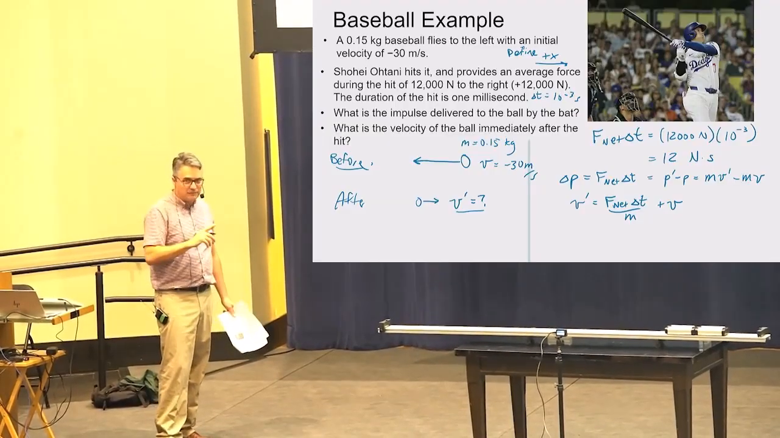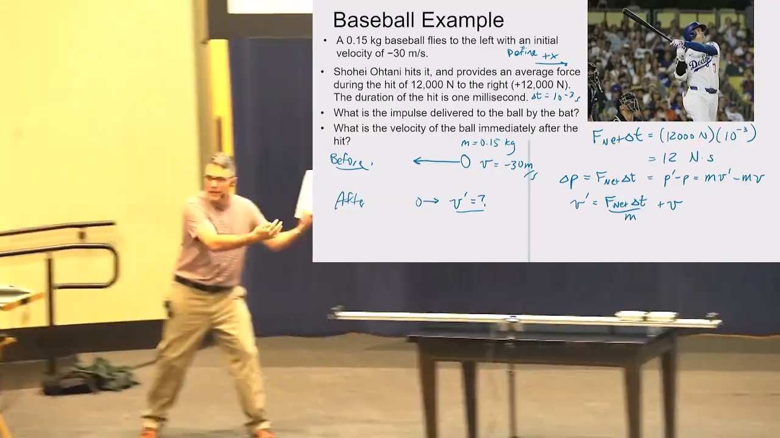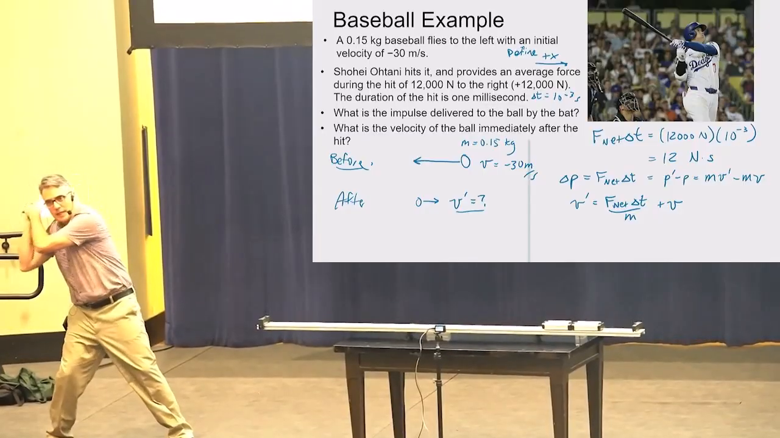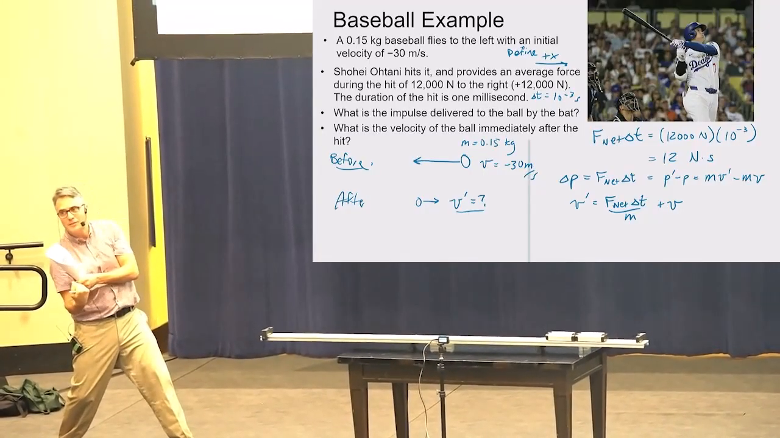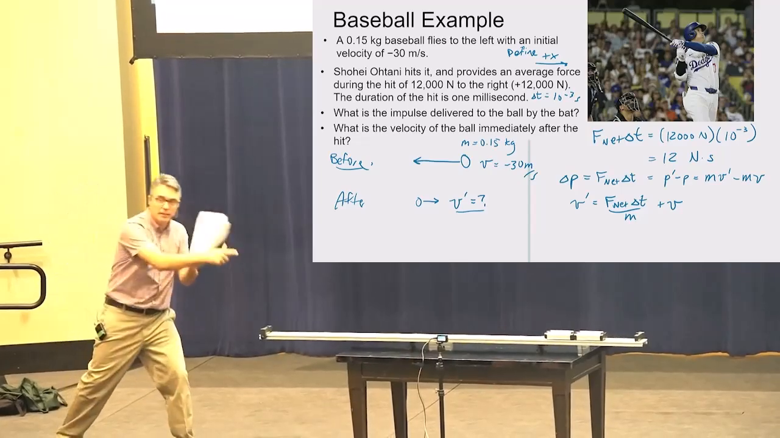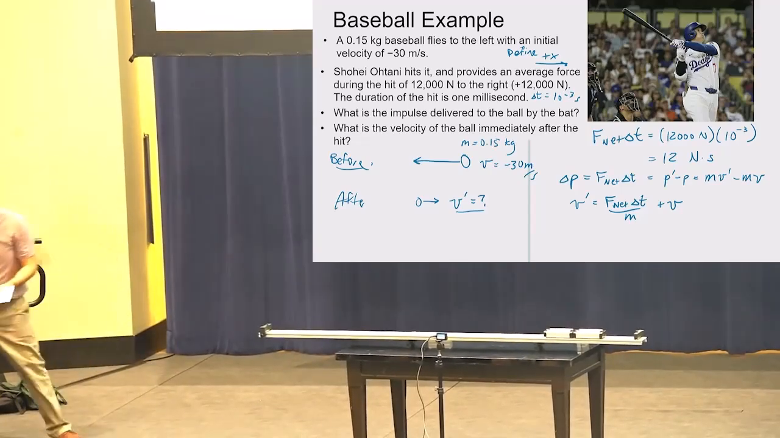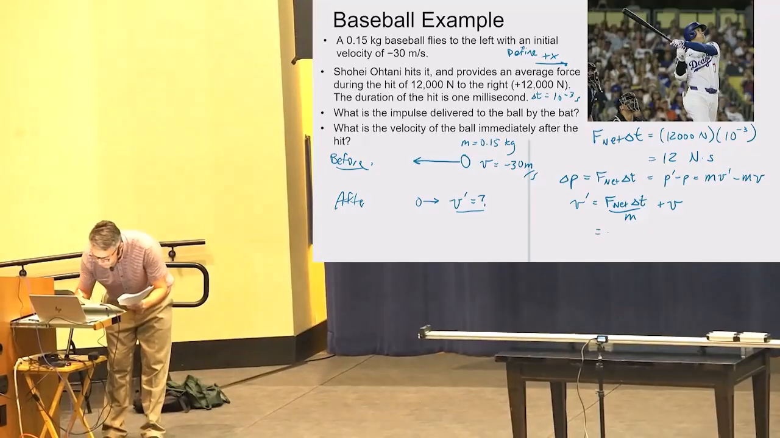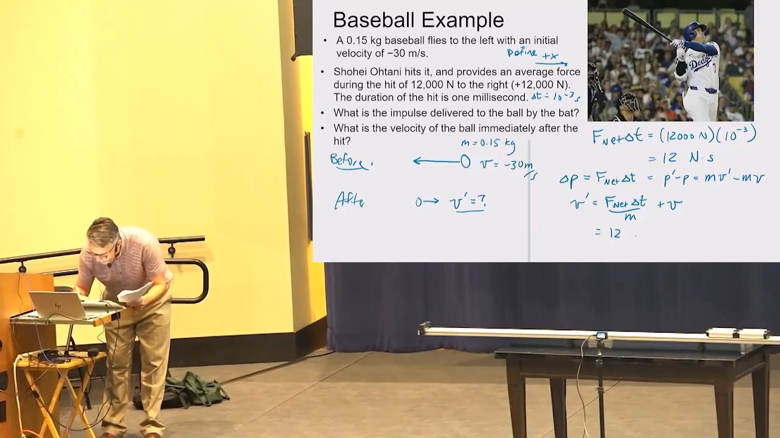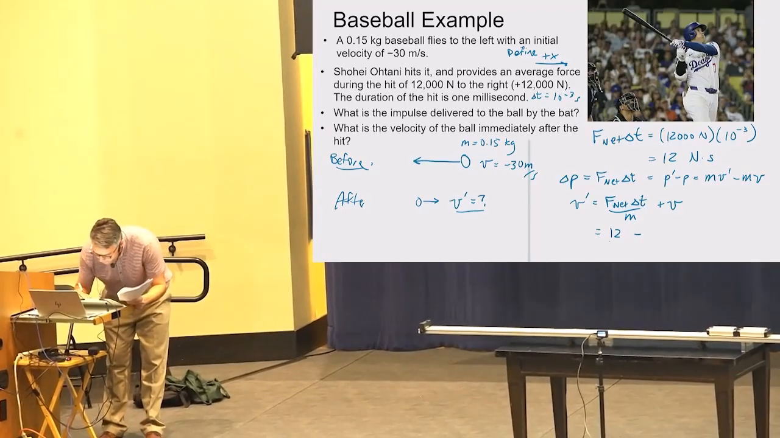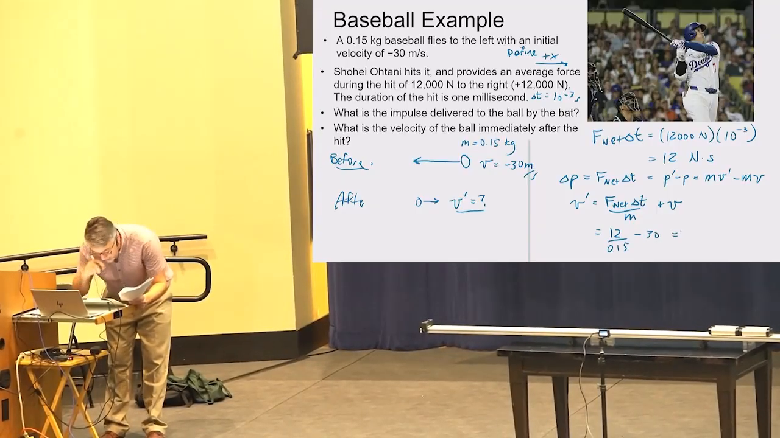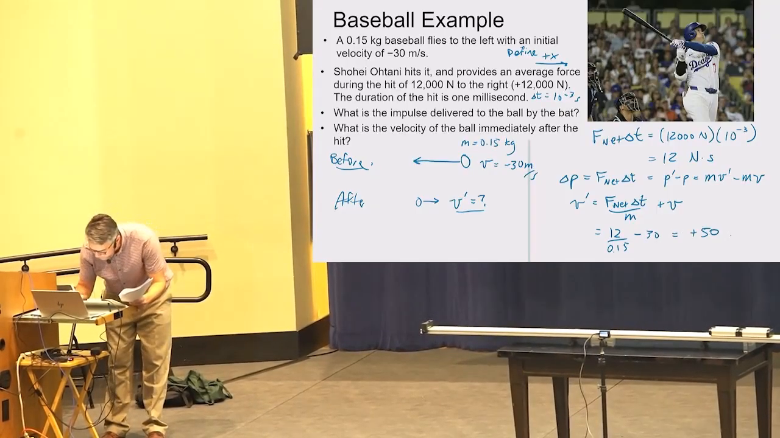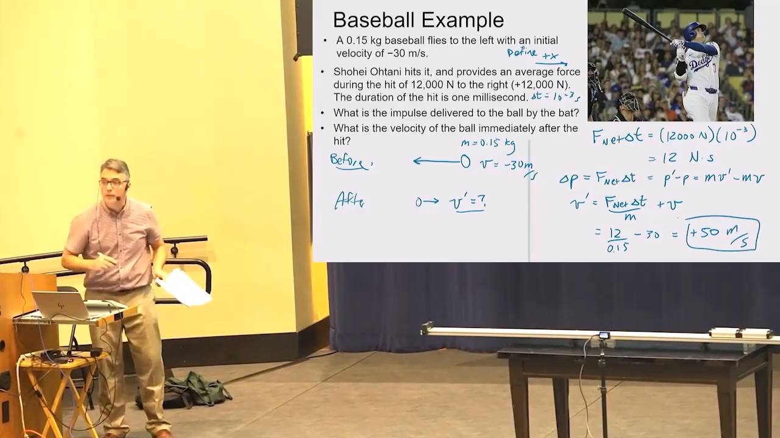And don't forget, the original v was negative. And this kind of makes sense, right? It's starting off negative. When he's hitting it with the bat, it has to first stop it from being so negative and then make it go positive. So you're going to have to subtract the 30. So you get 12 divided by 0.15 minus 30. And it does come out to be positive. I got plus 50, and the units are meters per second, because I divided by kilograms.